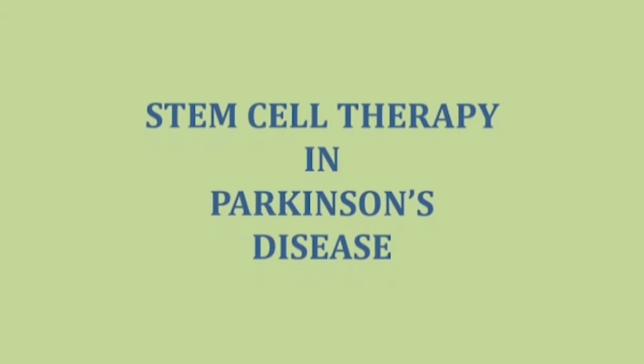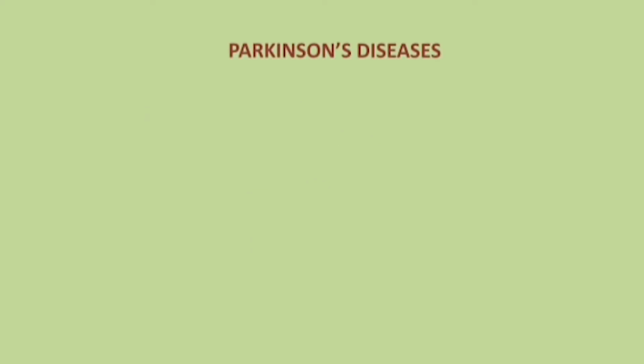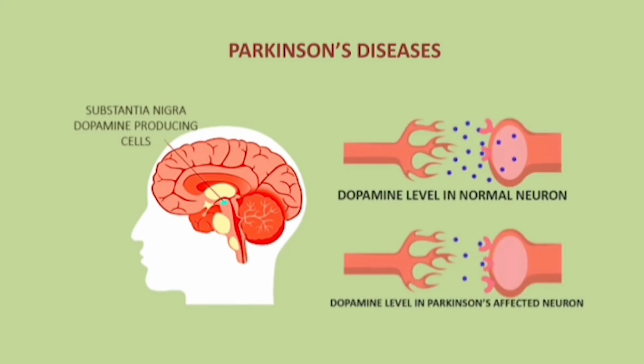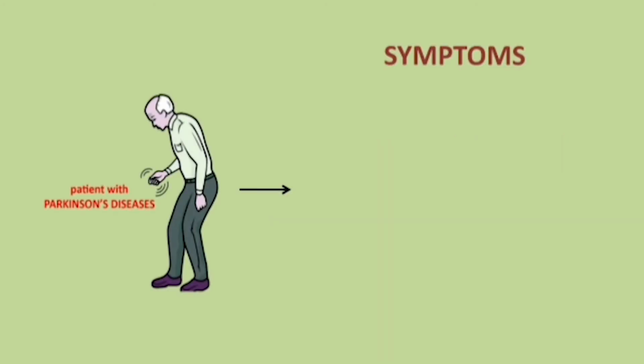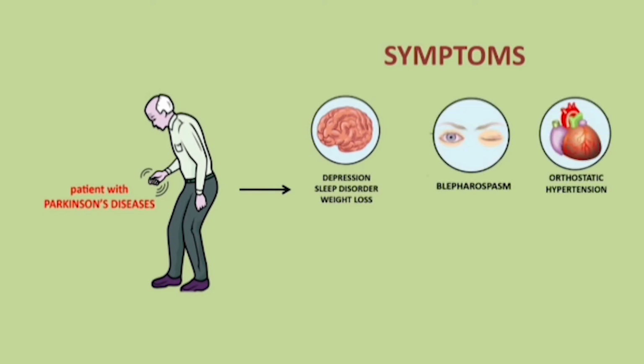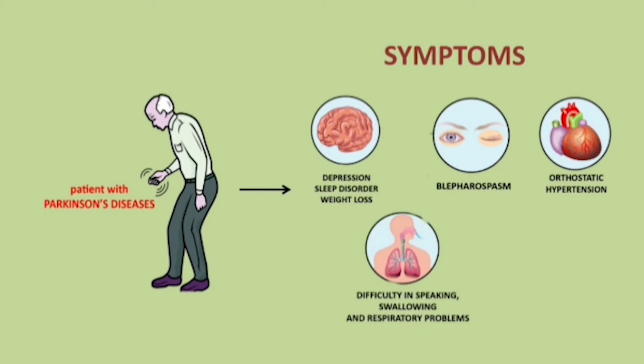Stem cell therapy in Parkinson's diseases. Parkinson's disease is a chronic, degenerative neurological disorder that affects the body's motor system. It is caused by the lack of dopamine made by brain cells. Patients with Parkinson's disease will have symptoms like depression, sleeping disorders, weight loss, blepharospasm, orthostatic hypertension, difficulty in speaking, swallowing, and respiratory issues, and tremor, which is the main symptom of this disease.